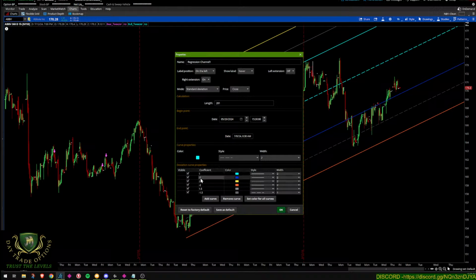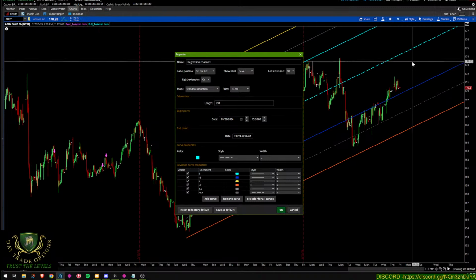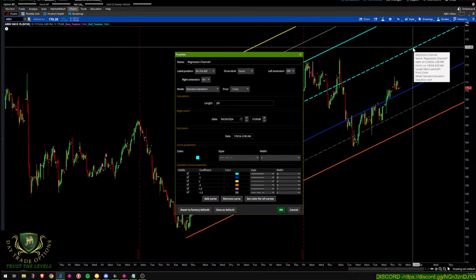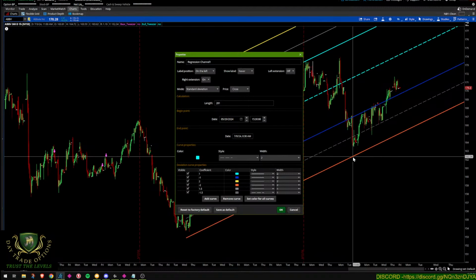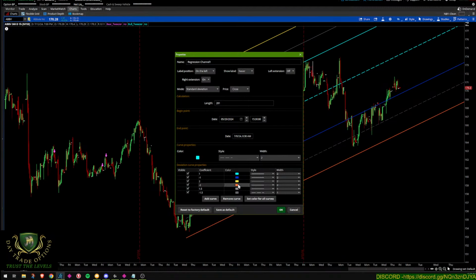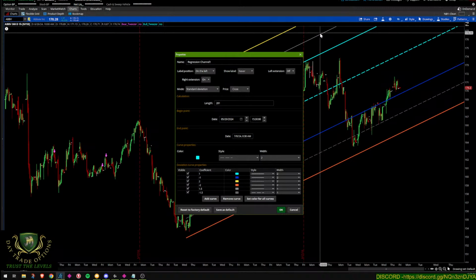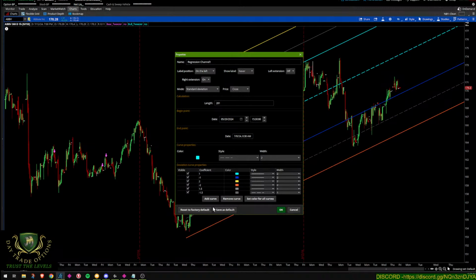So 1 and minus 1. This is 1, minus 1. This is the mean, or the midline. 2 and minus 2, yellow, orange. 2, minus 2. Okay, and then I made gray my 1.5s. So minus 1.5, or positive 1.5. That's how I set up the linear regression tool.